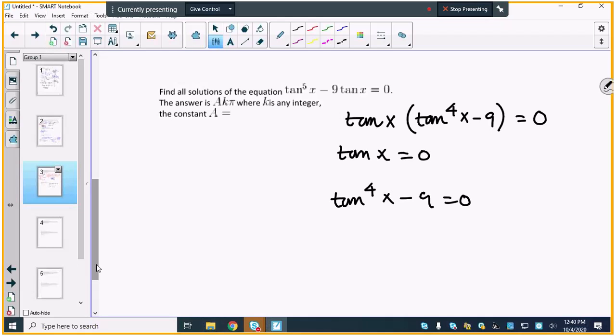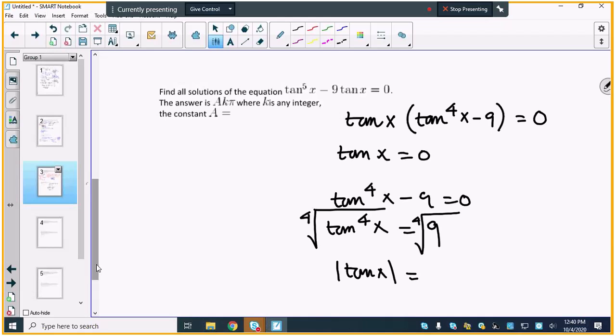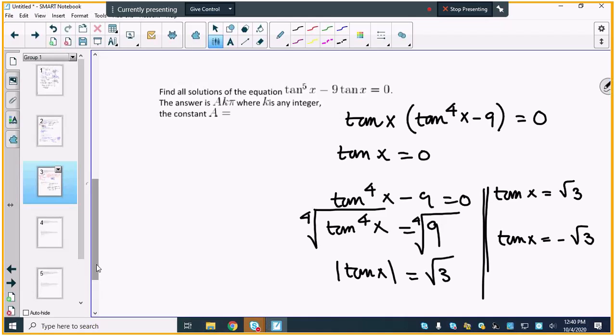What does that tell me? That tangent to the power 4 x is equal to 9. I can take the fourth root on both sides, and I know that the left hand side will be absolute value of tangent x. The right hand side, if you take the square root of 9, you get 3, so I need one more square root, so that's square root of 3. So I get two solutions. I get either tangent x equal to positive square root of 3, or I get tangent x equal to negative square root of 3. If tangent x is 0, I know that the possibilities are x is equal to 0 and pi.